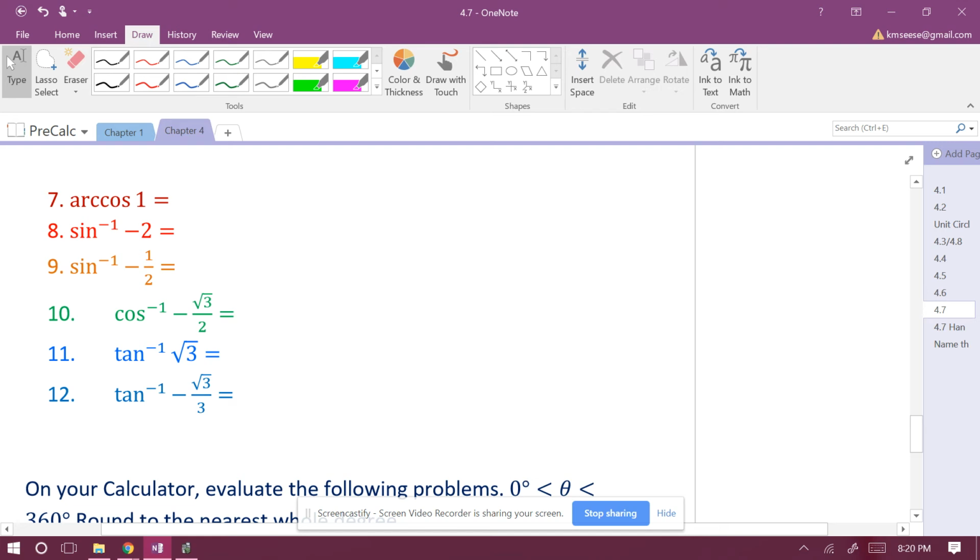Arc cosine is just saying, where's my cosine value? On my unit circle, where's cosine value equal to 1? That's 0.